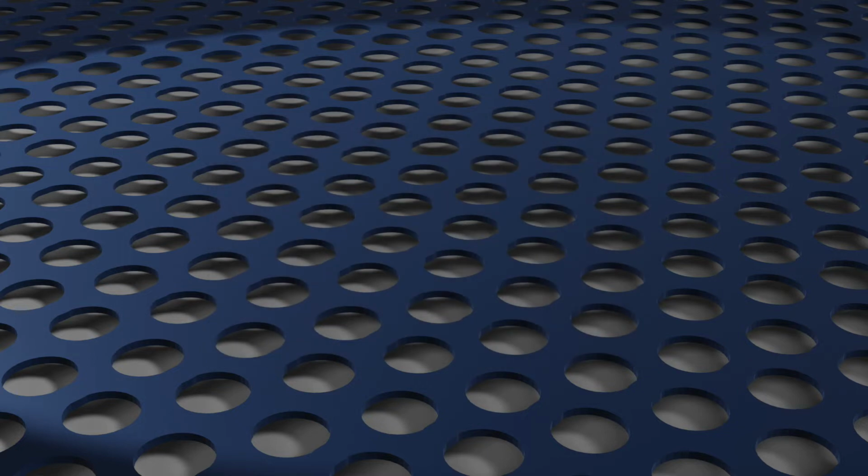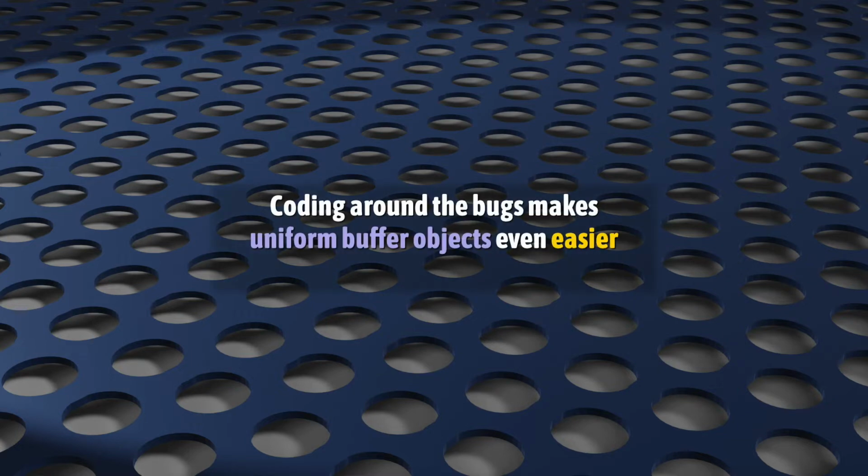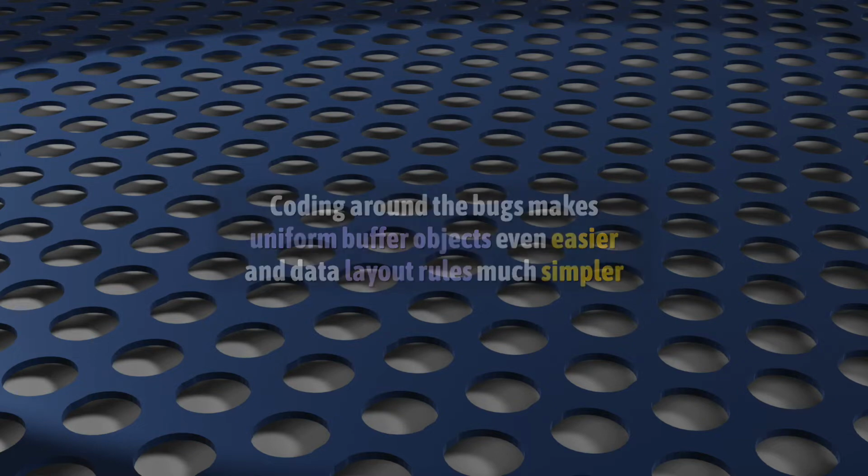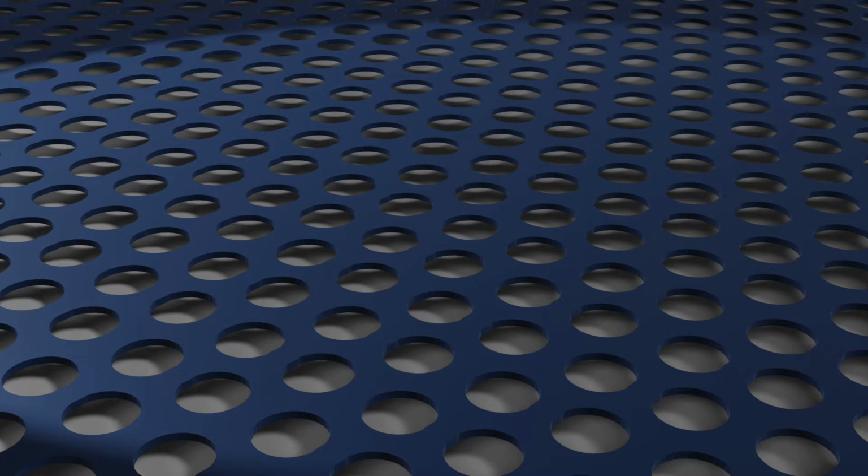If I do things right in this video, I hope that you'll see that coding around these bugs actually makes uniform buffer objects even easier to use, since our data layout rules are about to become a lot simpler. So hang on, it's going to be fun.